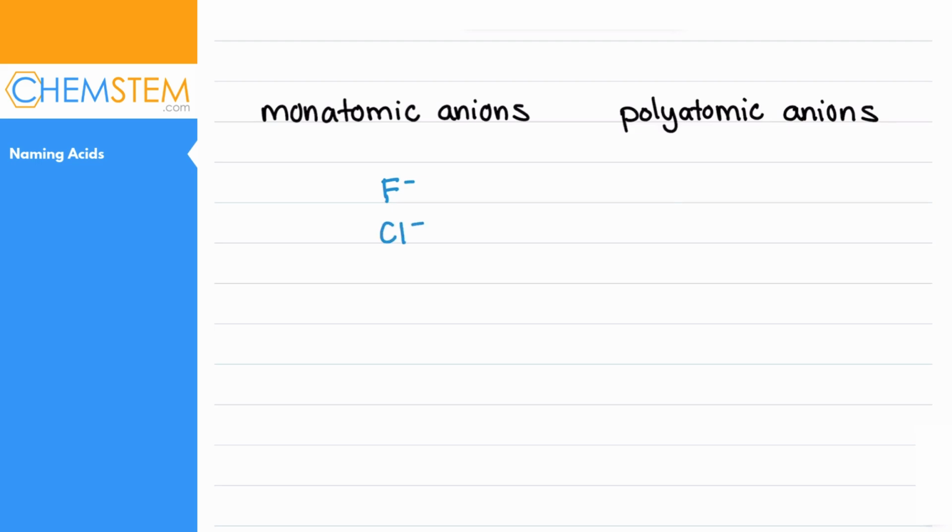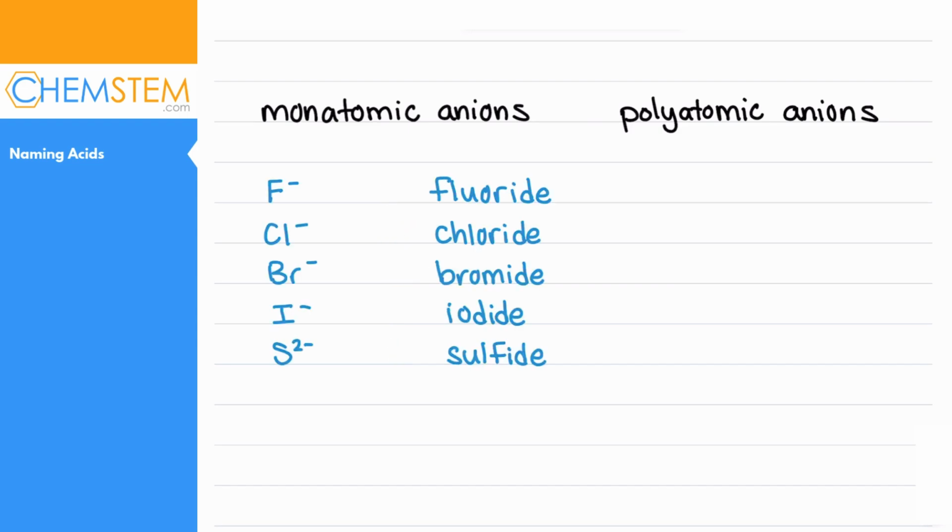The chloride ion is -1. The bromide ion and the iodide ion, all of those are -1. And then you have an example like the sulfide ion, which is S2-, it's -2. So let's list out the names for each of these. So we have the names fluoride, chloride, bromide, iodide, and sulfide.